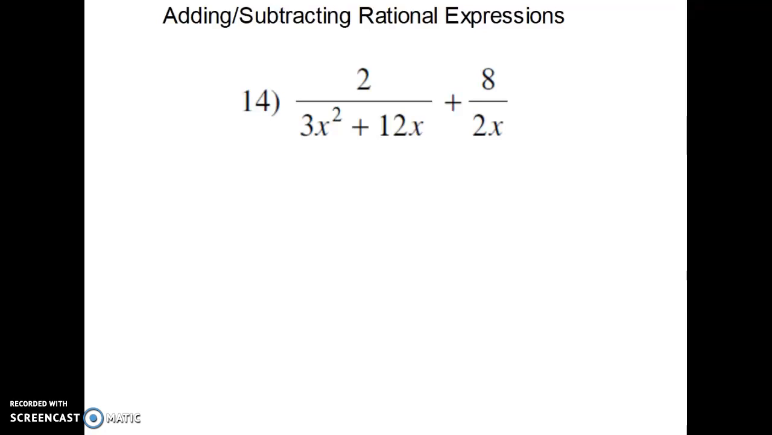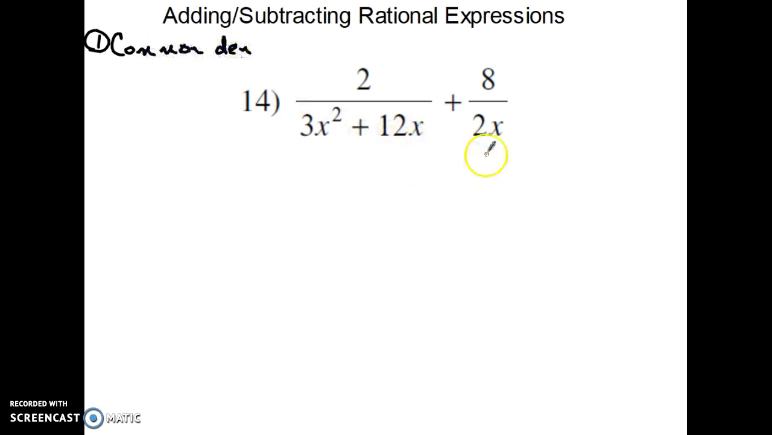Good morning. Today we're going to continue working on adding and subtracting rational expressions. I would like to start off with problem number 14 with you. On Friday, we began talking about adding and subtracting rational expressions, and we said the first thing we have to do, thing one, is we have to get a common denominator.